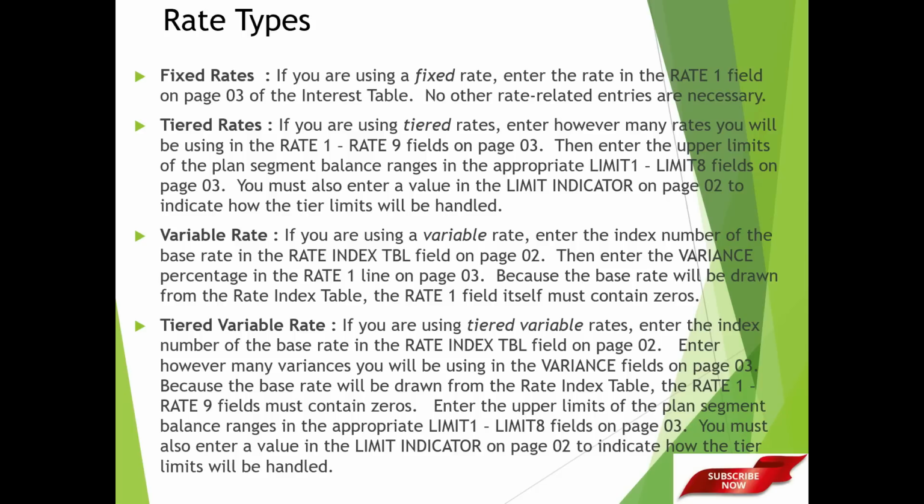Triggered variable. If you are using a triggered variable rate, enter the index number of the base rate in the rate index table field on page 02. Enter however many variances you will be using in the variance field on page 03. Because the base rate will be drawn from the rate index table, the rate 1 to rate 9 fields must contain zeros. Enter the upper limit of the plan segment balance ranges in the appropriate limit 1 to limit 8 field on page 03. You must also enter a value in the limit indicator on page 02 to indicate how the tiered limits will be handled.